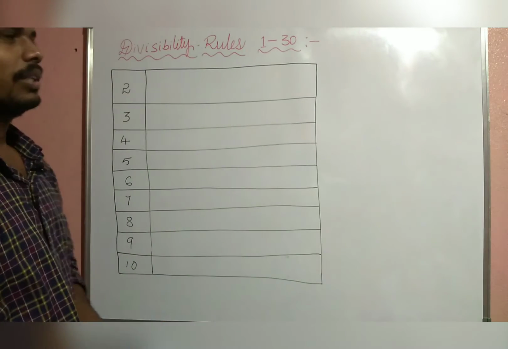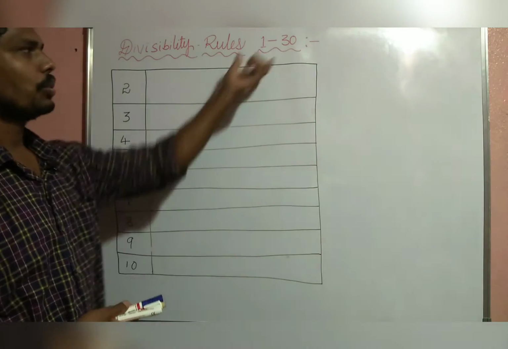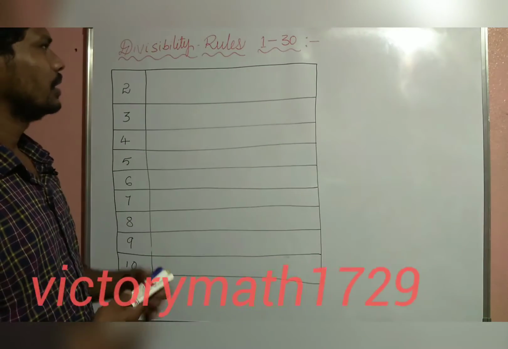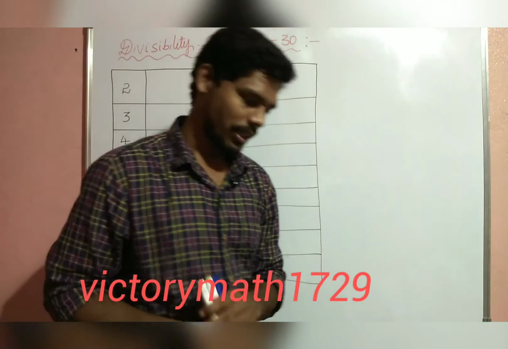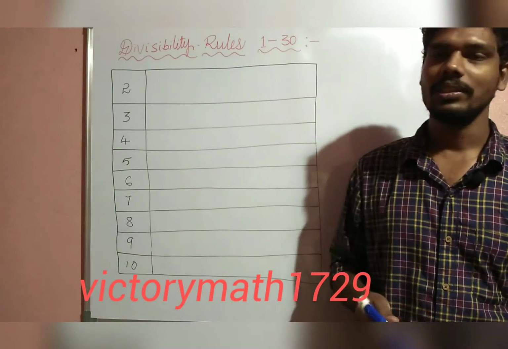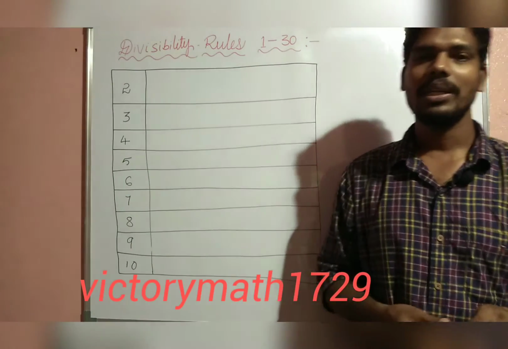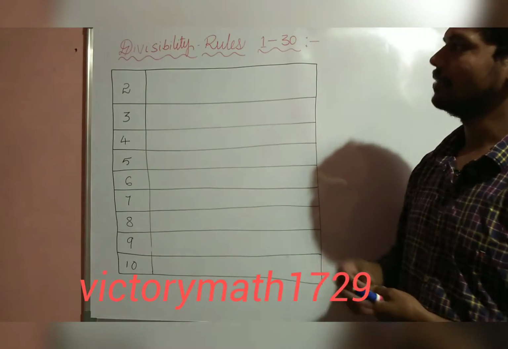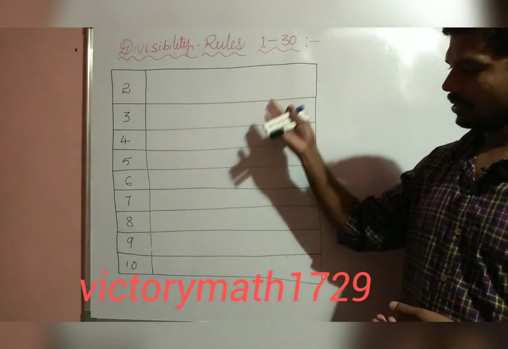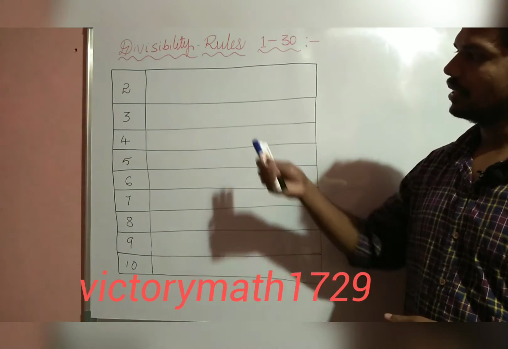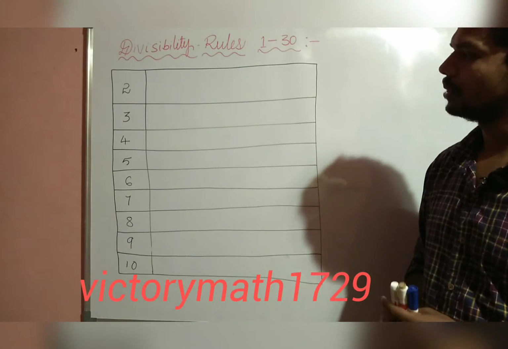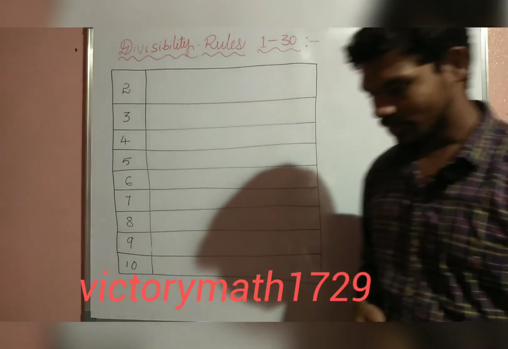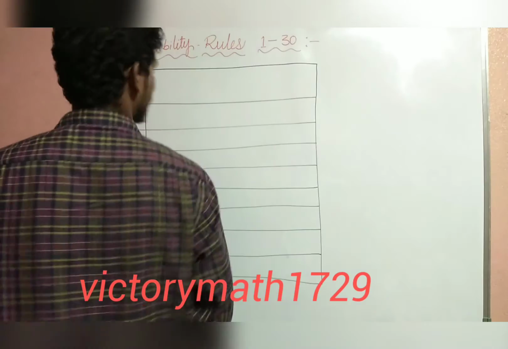Today's topic is the divisibility rules 1 to 30. The divisibility rule means that without doing a division, we can check whether the given number is divisible by some particular number or not. Here I am going to explain each and every divisibility rule of 2, 3, 4 up to 30. Let's start the session. The first one is the divisibility rule of 2.